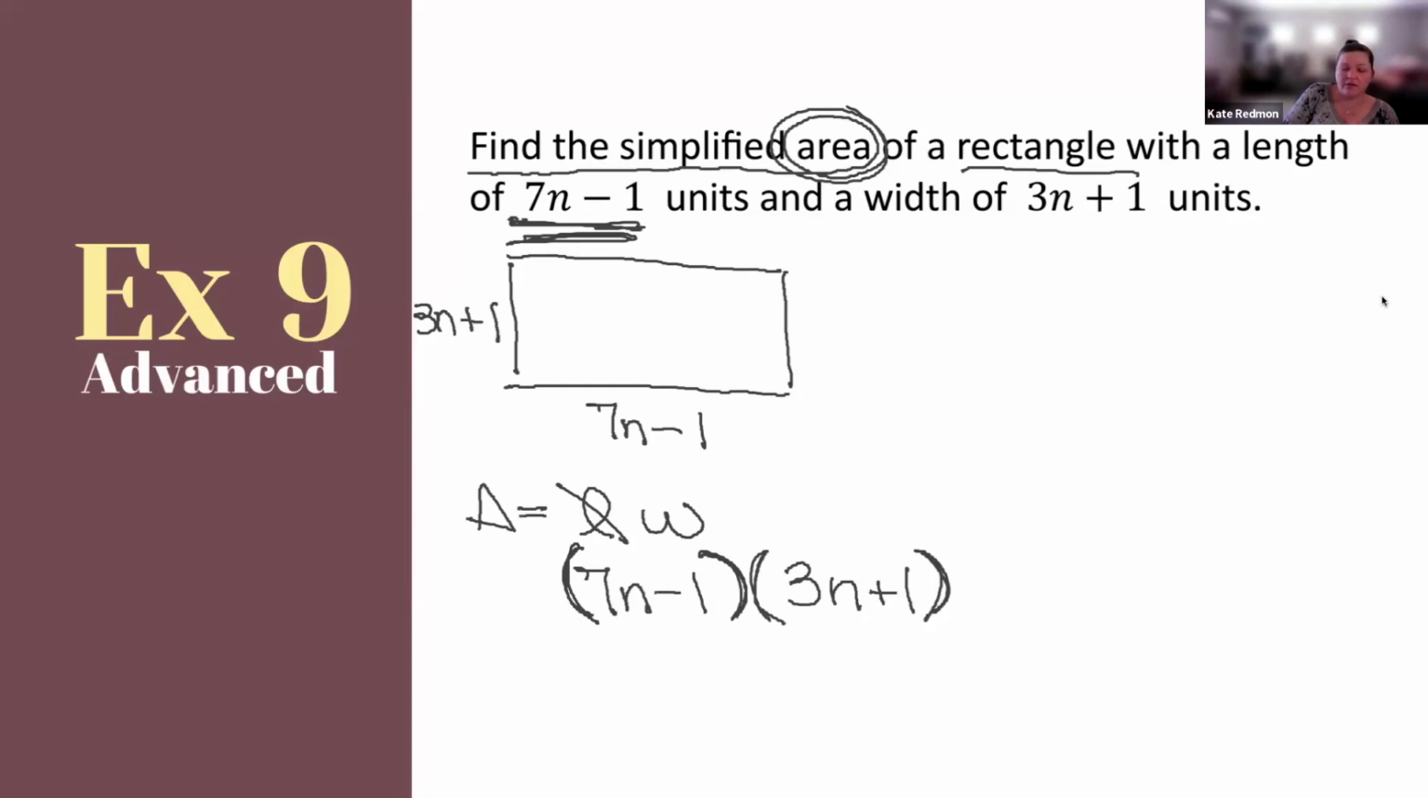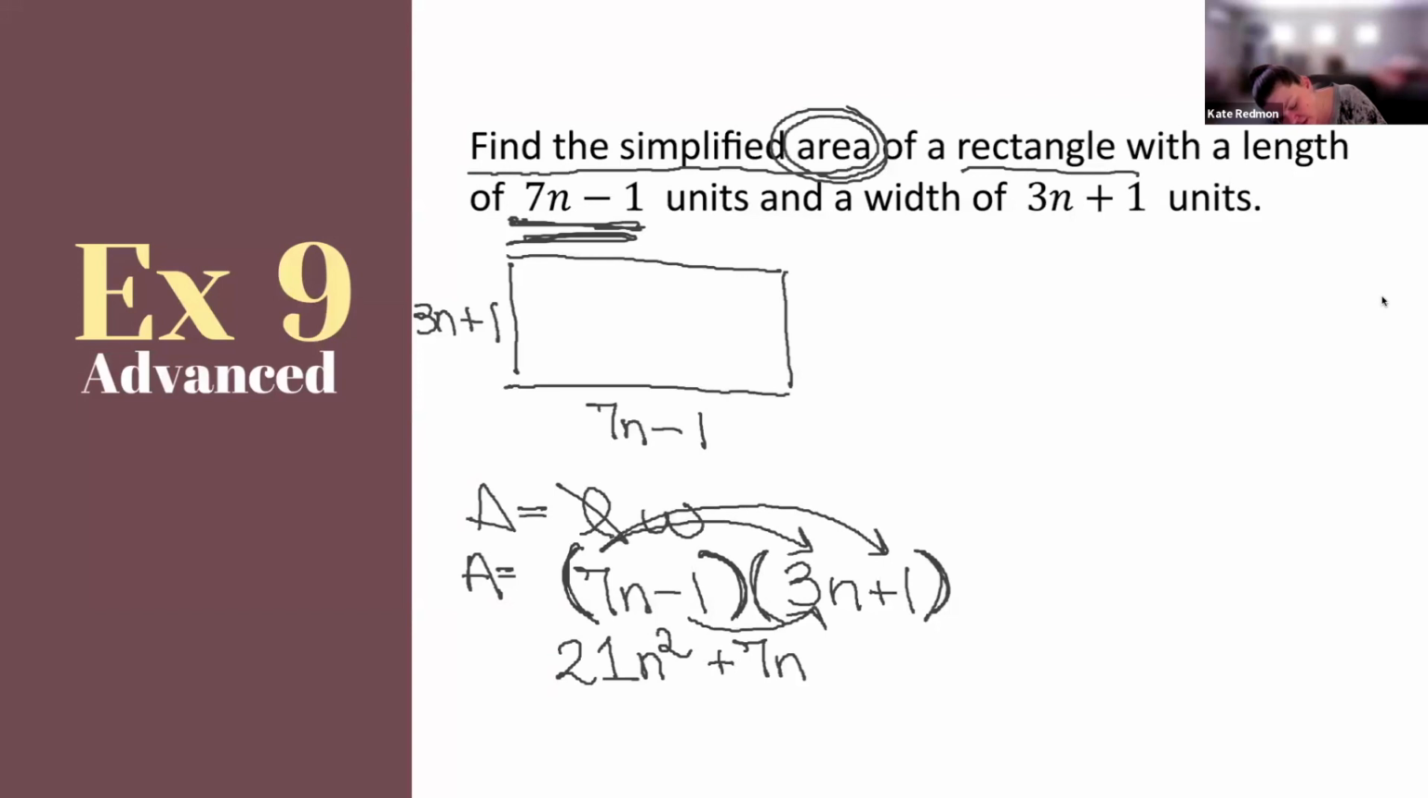Like, all right, I don't know what n is, but I can at least multiply this out. And yeah, I can put an equals here. But the key is that I can use the exact same skills I've been doing. So let's start with 7n. 7n times 3n, well, I multiply together the coefficients. 7 times 3 is 21. And I use exponents for repeated multiplication. So n times n is n squared. Now 7n times positive 1, I'll just get a positive 7n. Negative 1 times 3n, negative 3n. And negative 1 times positive 1 is a negative 1.